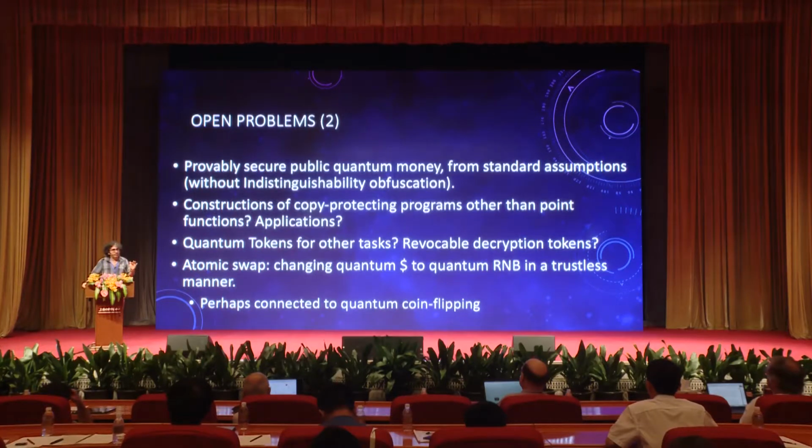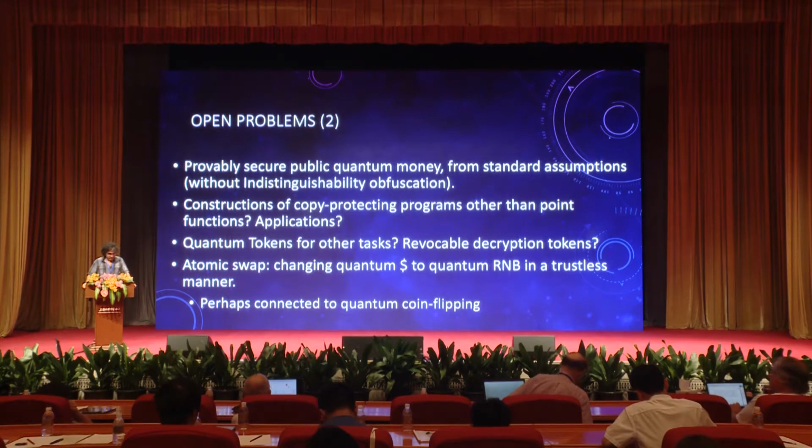Also in quantum crypto. But the downside is highly debatable. I mean, there are no good security proofs, and we are not sure whether this is even possible. And therefore, it would be nice if we had public quantum money without this assumption, and the only one we have now is based on this. Okay. So as I mentioned, constructions of copy protecting programs for other than point functions, and perhaps more importantly, new applications for it. What can it do?